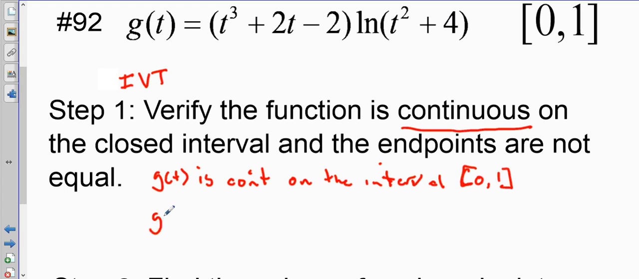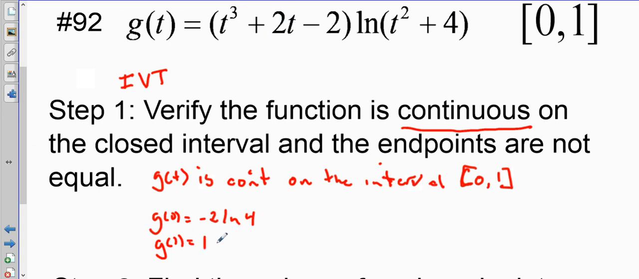We're going to plug in g of 0 and g of 1 and find out what those values are. When we plug in g of 0, we have 0 plus 0 minus 2, so we have negative 2 times natural log of 4. Natural log of 4 is a number, and times negative 2 is going to be a negative number. So that definitely isn't 0. Next, we plug in 1. We have 1 plus 2 minus 2, so it's going to equal 1.